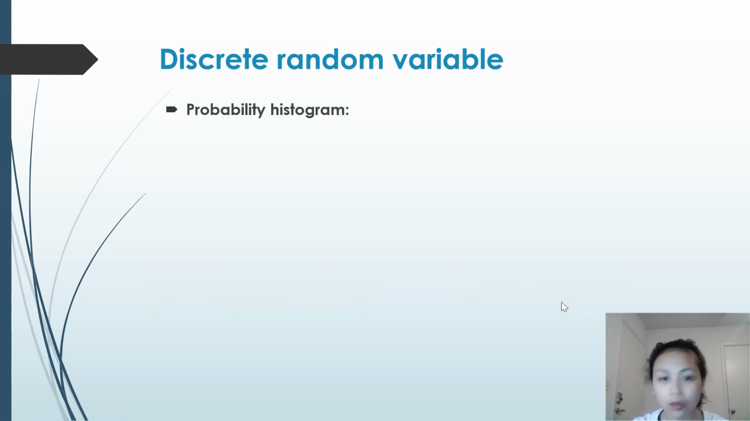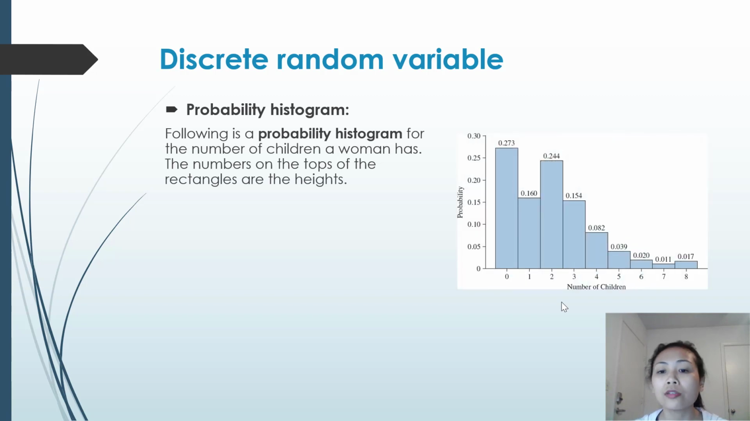Another tool to work on discrete random variable is the probability histogram. So here's a histogram. Following is a probability histogram for the number of children a woman has. The numbers on the tops of the rectangles are the probabilities. For example, the rectangle of 1 means the probability of having 1 child is 0.16. The probability of having 7 children is 0.011.